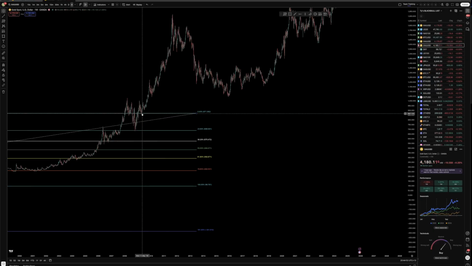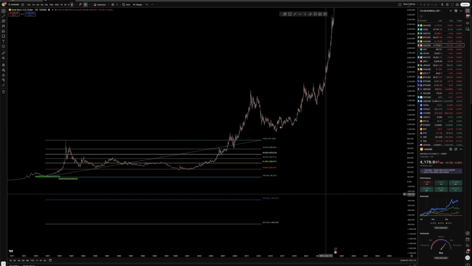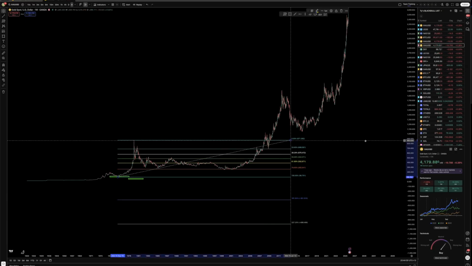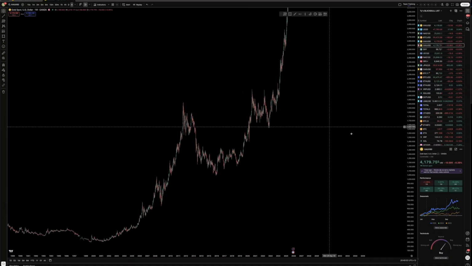Breaks it again. One more retest, and then off it goes. So you can go back and check these cycles out over and over again and just see how this works. So I see a high point, I see a low point. So let's just see what happened here.